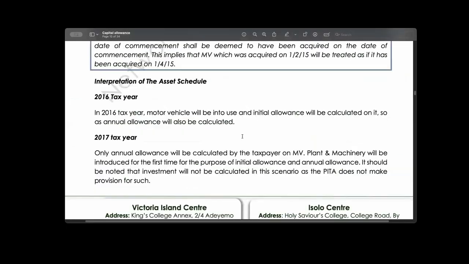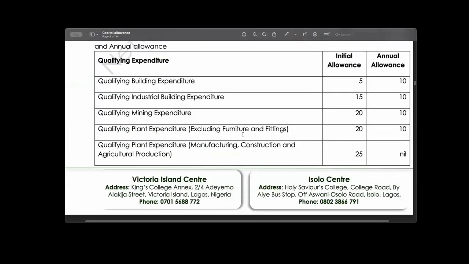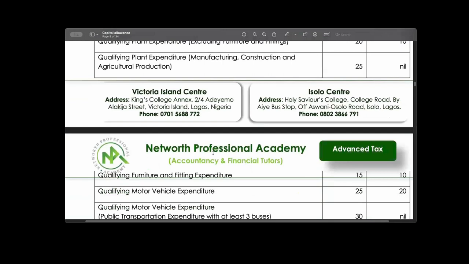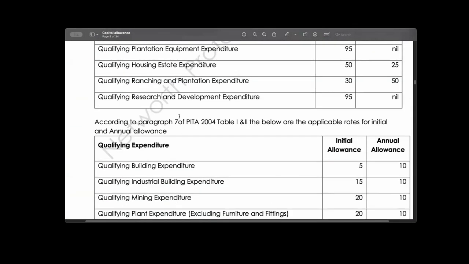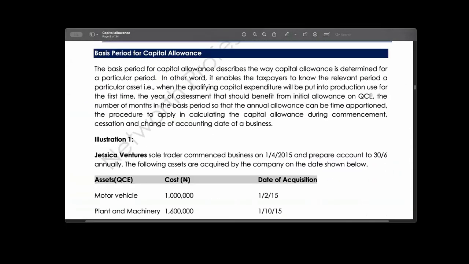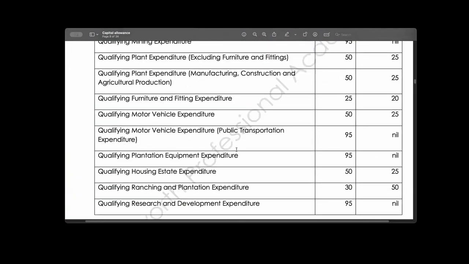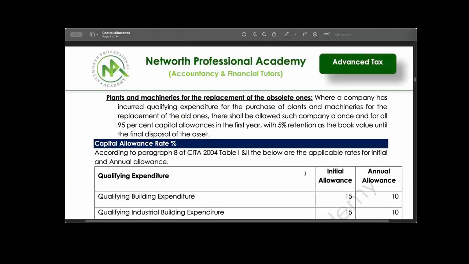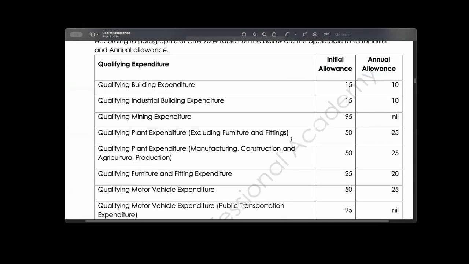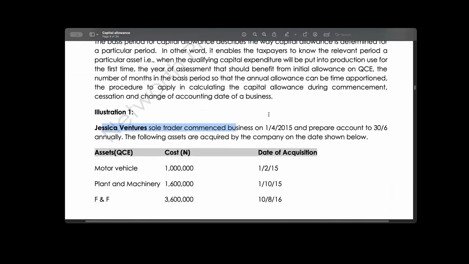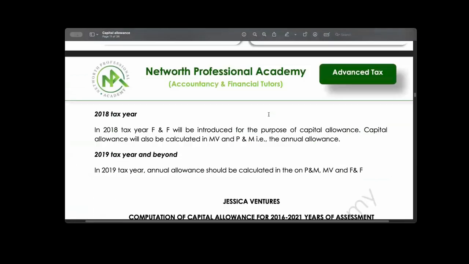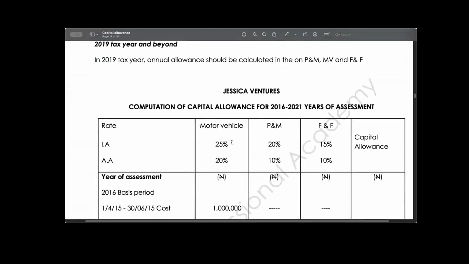Motor vehicle rates, I'll go to my table. Examiner will give you this table. Don't cram it, they will give you. So if you acquire motor vehicle, the initial allowance is 25 and the annual is 20. The reason why we are using this table is because this question was on individual. Look at it, Jessica. Ordinarily, for this year class, it is company that we are going to be dwelling more on than the individual. But I just want to use that individual as an example because it's going to be easy for us to understand. Okay. So I'll do my rates, which is 25, as we've seen the other time, and 20. This is 20 and 10.